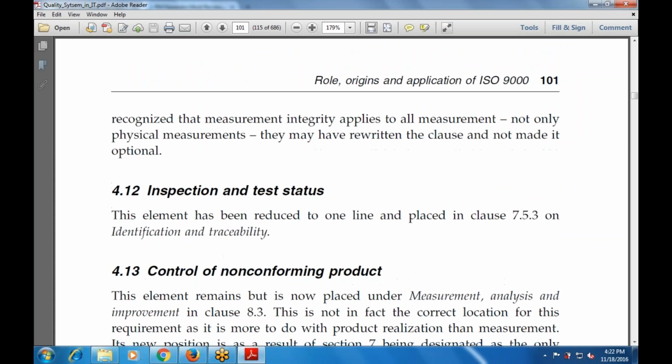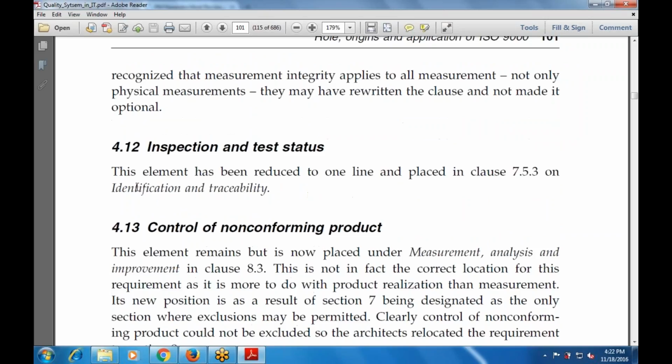Then control of non-conforming product. Whatever non-conforming product is not used, or not placed under measurement, analysis, improvement, is controlled under non-conforming product. And this is not in fact the correct location of the requirement, which has more to do with product realization than measurement, and that is also the only section designated where exclusions may be permitted.